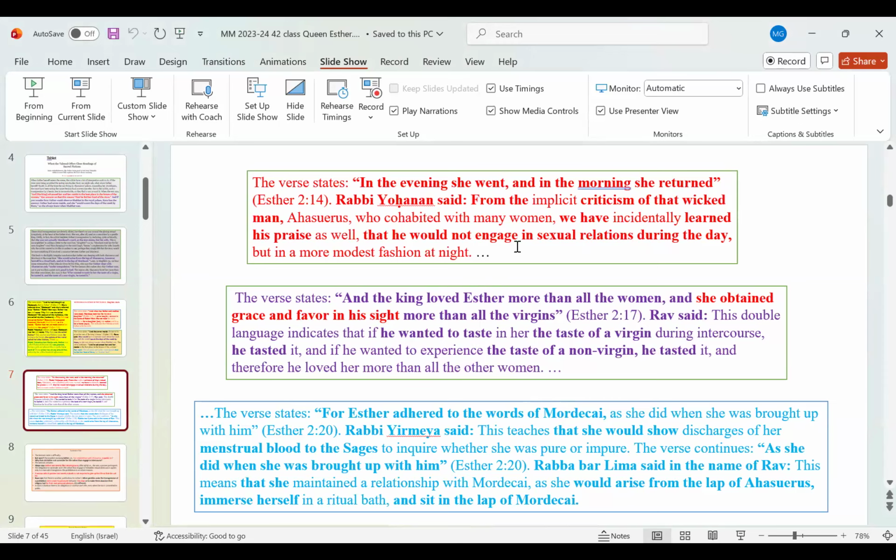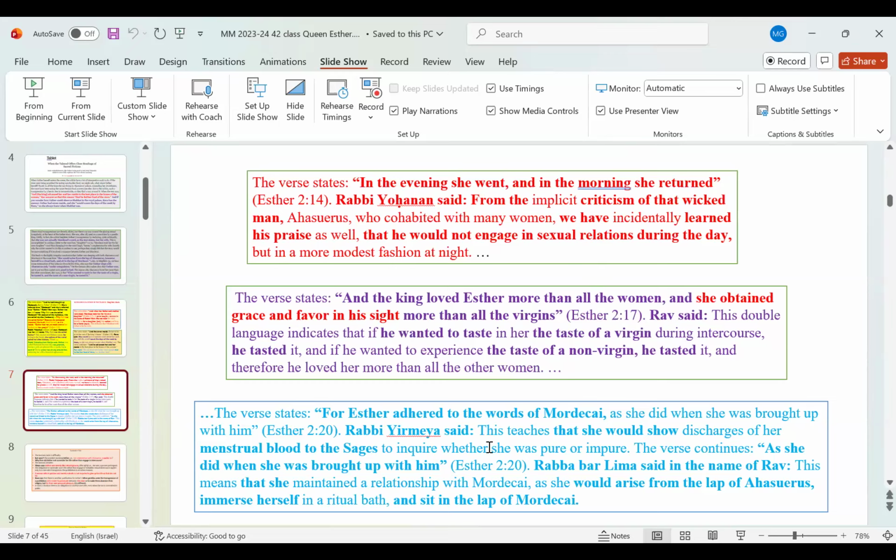He did not engage in the sexual relations during the day, but at night, and that's why she was able to go in the morning. She went in the evening, and in the morning she returned. That's their description of that, and okay, we saw that one.